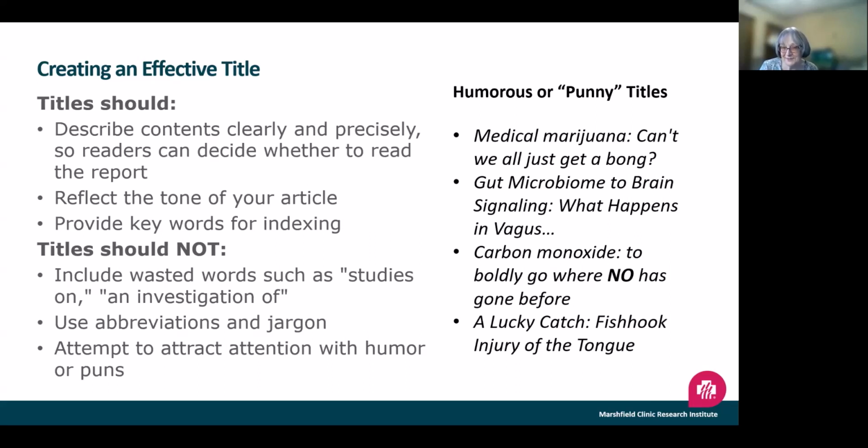However, on the other side, sometimes people do. So you can look at some of those punny titles. "Medical marijuana, why can't we all just get a bong?" I'm going to skip all of those, but those were a few punny ones that I found. Next.